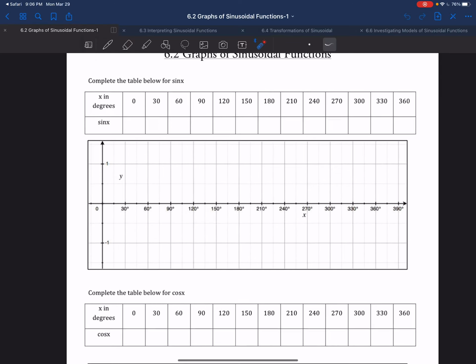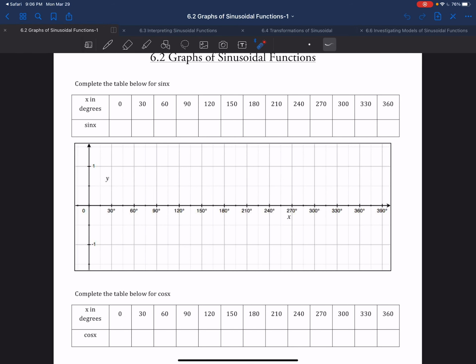So if I were to type in the values for sine x into my calculator, the sine of 0 is 0. And I'm going to skip some because we don't need them all. You can do them if you want. The sine of 90 is 1. 180 is 0. 270 is -1. 360 is 0.